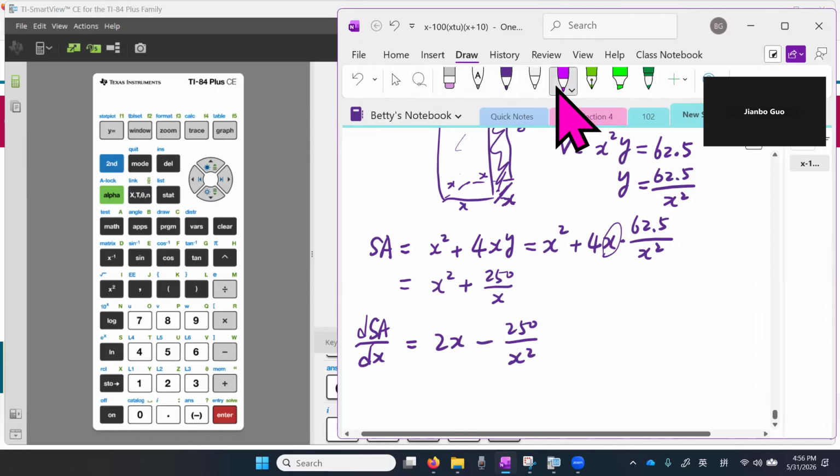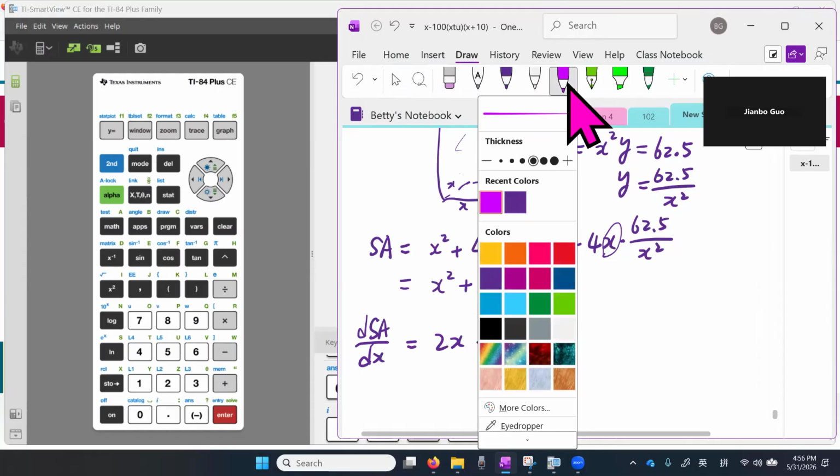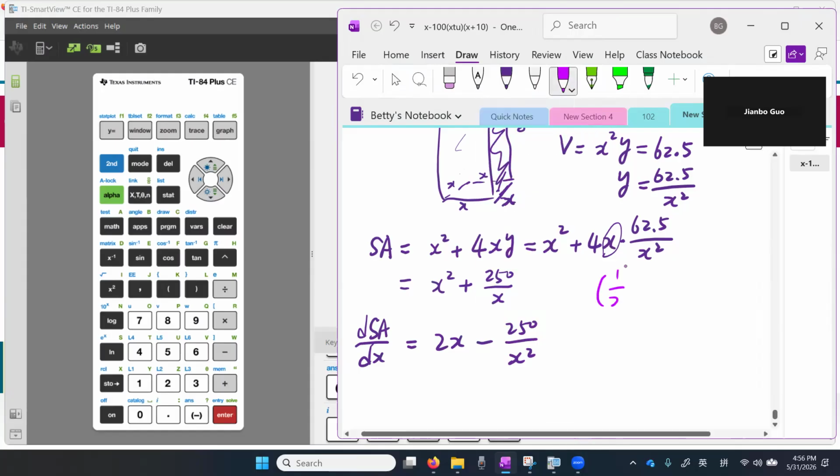I strongly recommend you remember this formula. You don't know how often you're going to use this, so you should memorize it. The derivative of 1 over x is negative 1 over x squared. So that's how I get this derivative very quickly. Okay, 2x minus 250 over x squared.